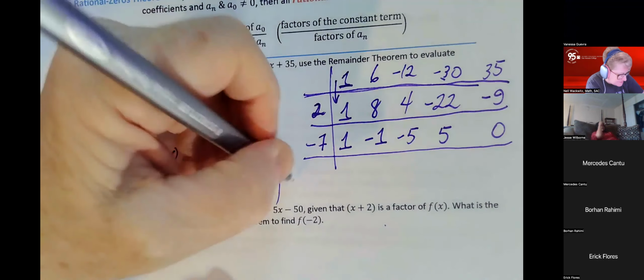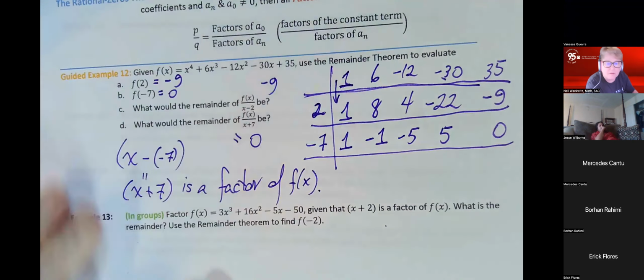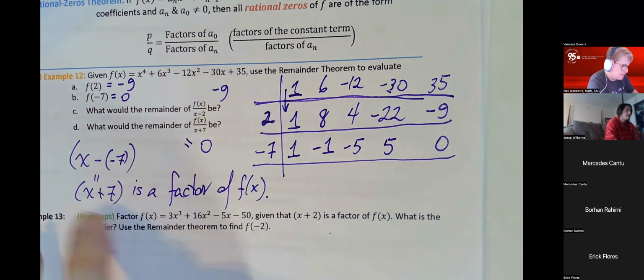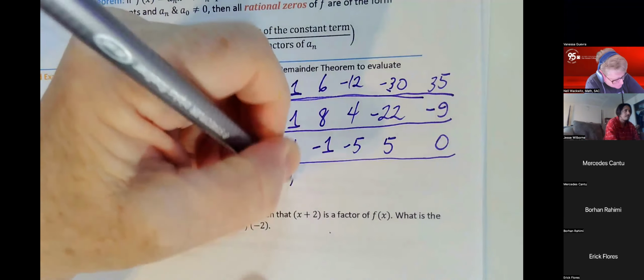So x minus negative 7, or x plus 7, is a factor of f of x. We have the remainder. We have that it's a factor. What is the quotient?